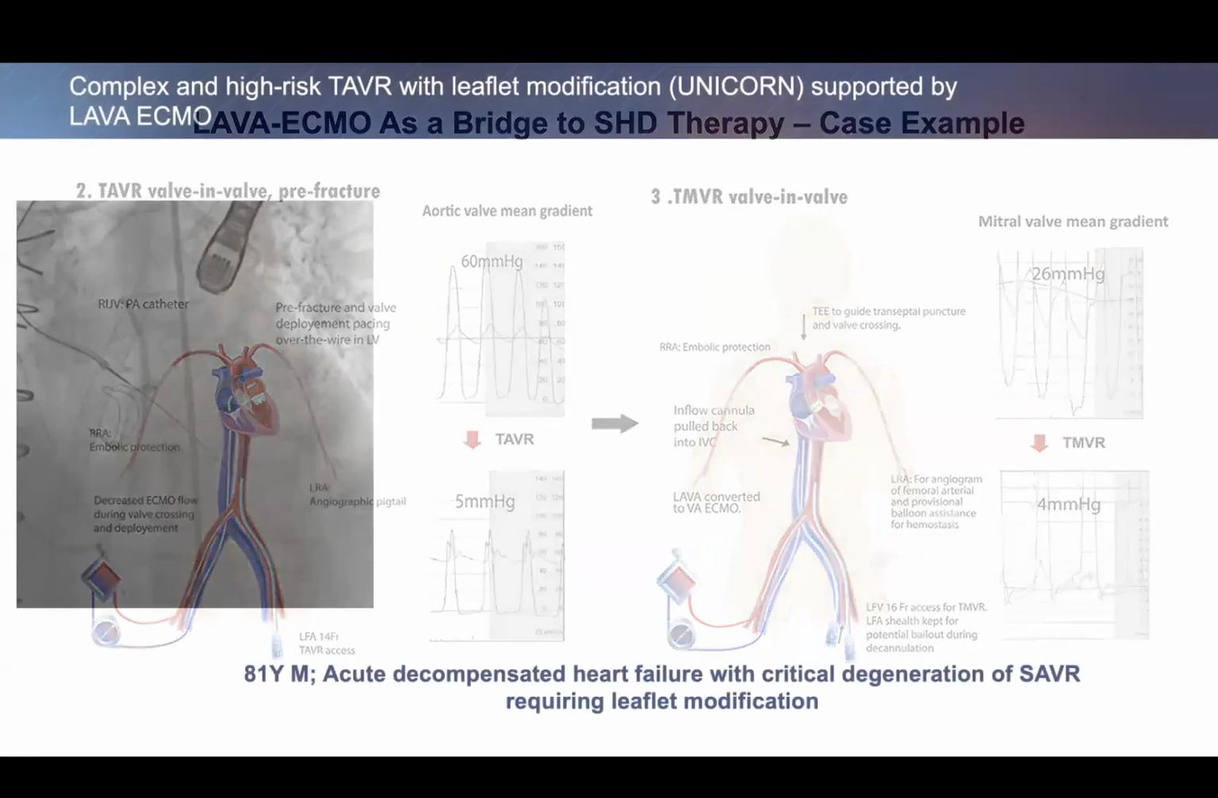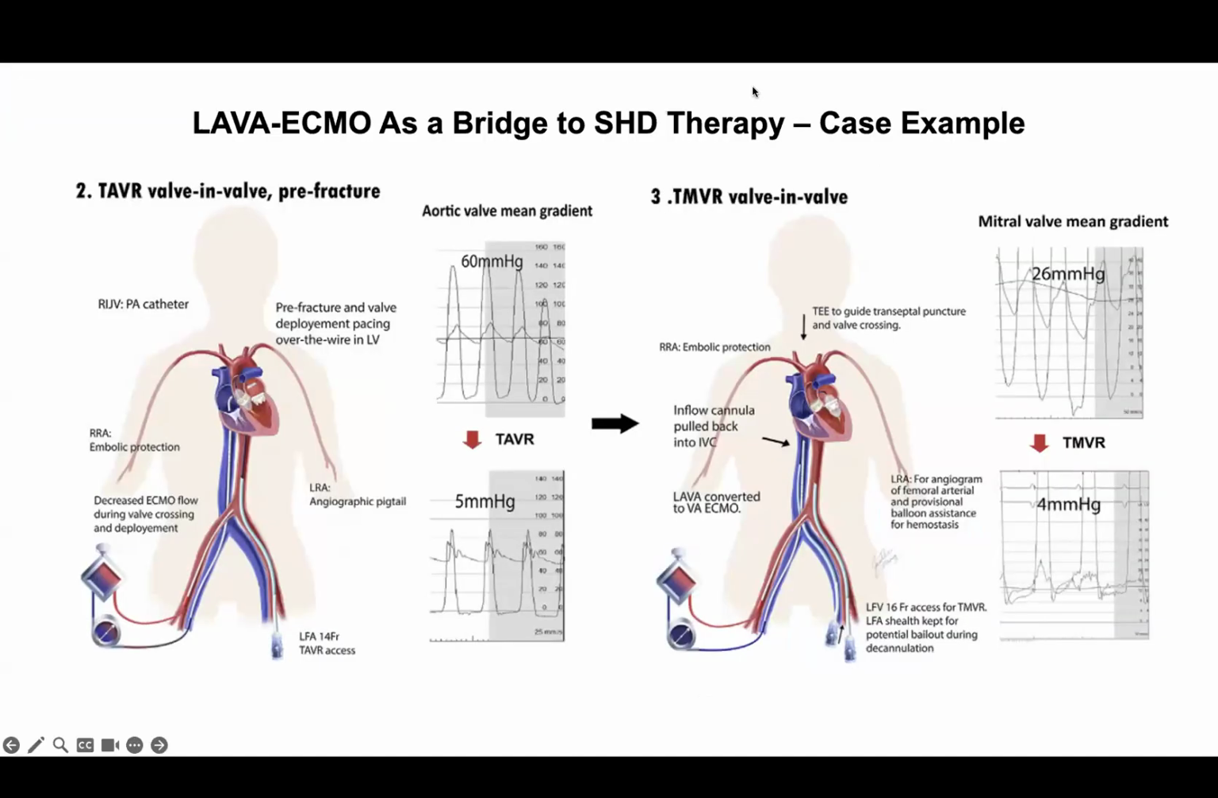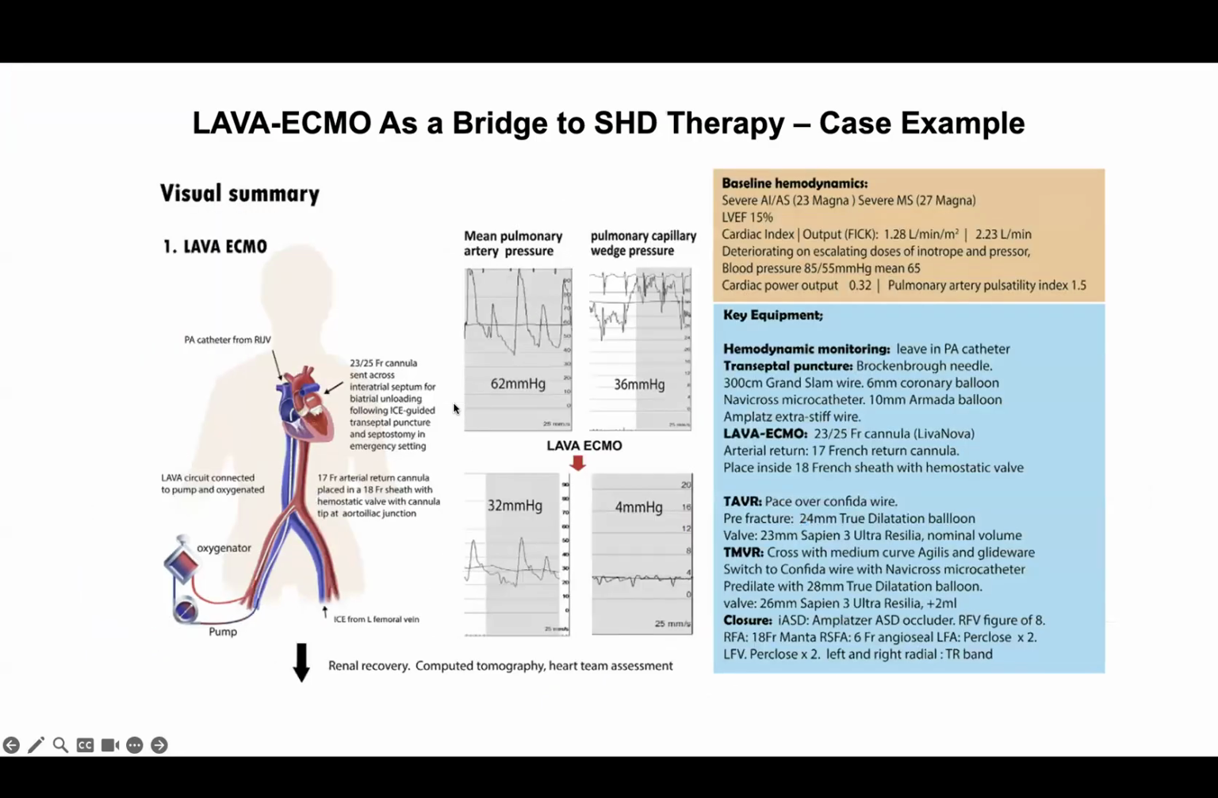I thought I had hemodynamics here. But you can see there's a significant reduction in, no, this is from the valve. Here, look at this wedge, from 36 to 4, as soon as you started the LAVA ECMO. And your mean PA, which can get systemic, dropped significantly to normal pressures.